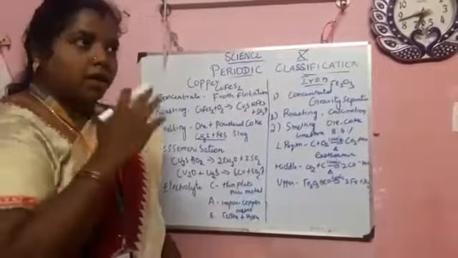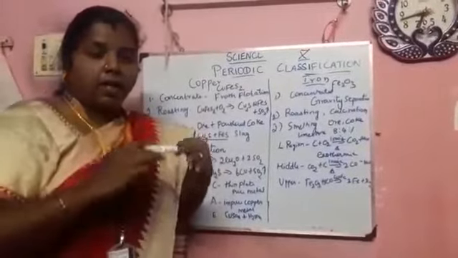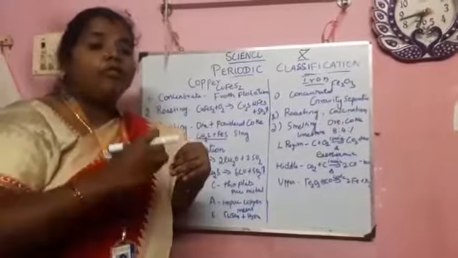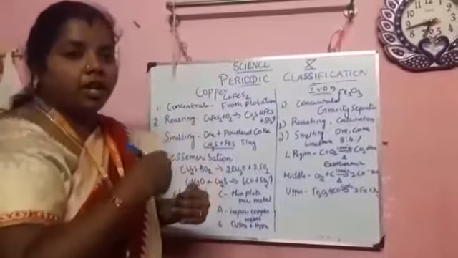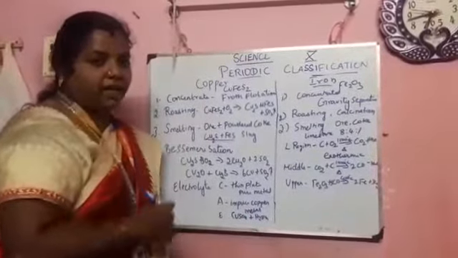The three expected questions are the extraction of aluminium, copper and iron. In 1 mark or 2 mark questions, they ask what the ore is for copper, iron or aluminium. The important definitions we went through are also expected in the 2 marks. Thank you.